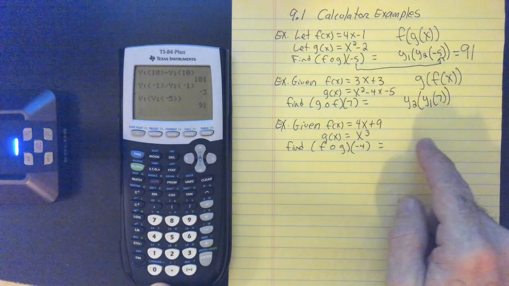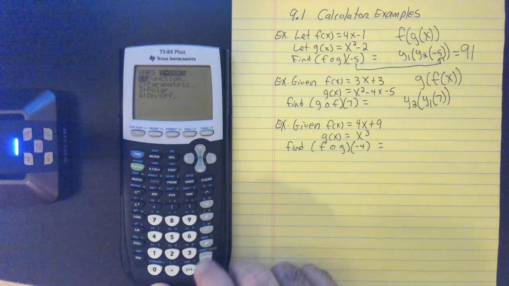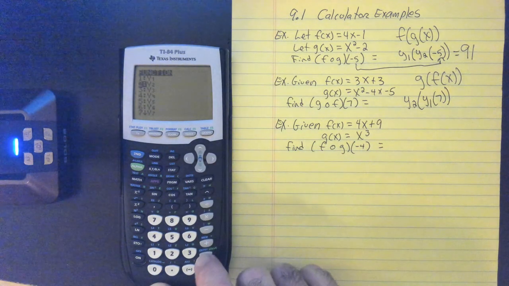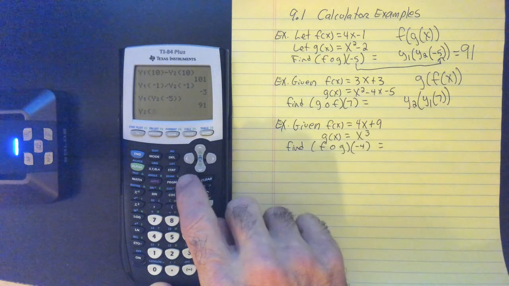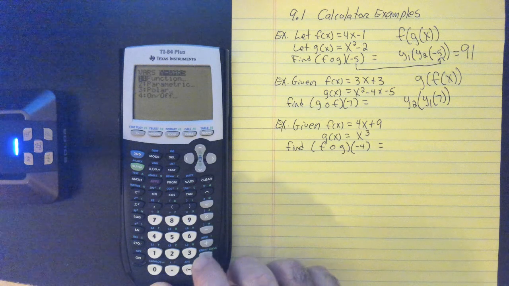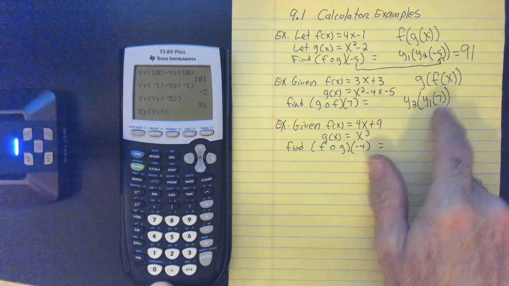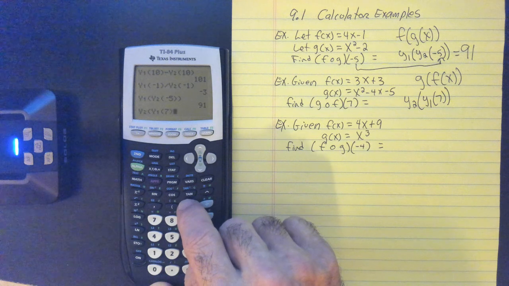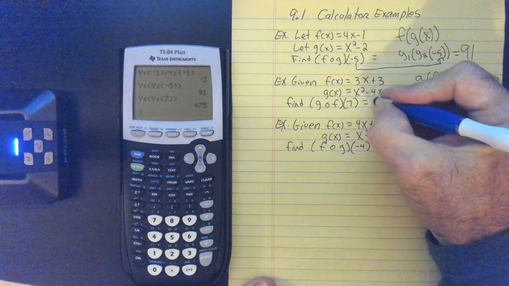We got those in. So let's go get y2. So variables, y variables, enter. Arrow down to y2, put that on the screen, and put parentheses. Then get y1 by going to variables, y variables, enter. Enter for y1, parentheses, put in 7, close both parentheses. Hit enter, and we will get 475.